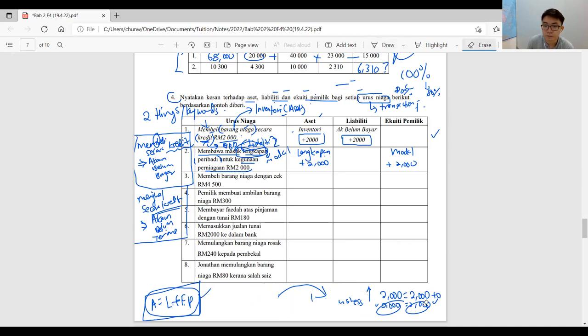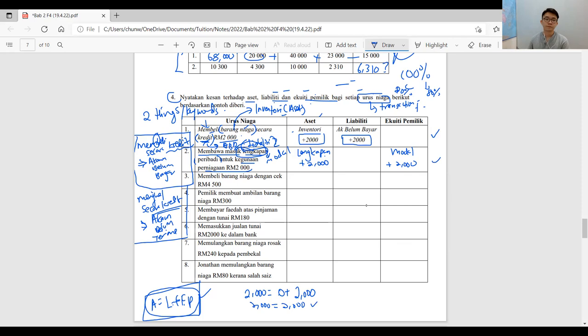Okay, let's try again for another question. Let's try question two. Asset is 2,000 ringgit, right? Then liability is zero, but your equity pemilik is how much? 2,000 ringgit. Oh, sama lagi. It is imbang. When it is imbang, meaning betul. Okay, let's try question three.